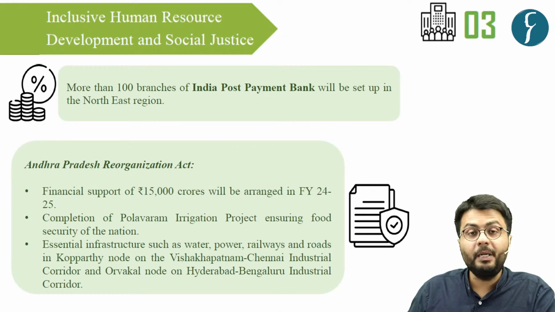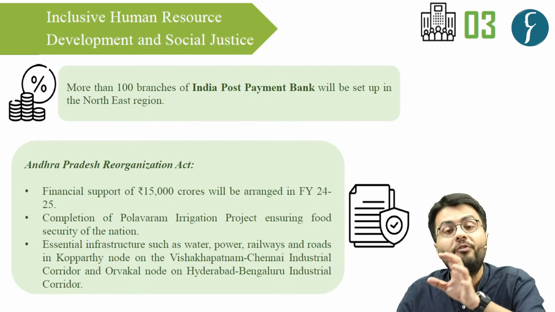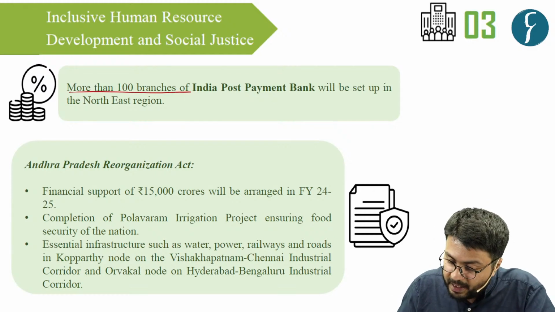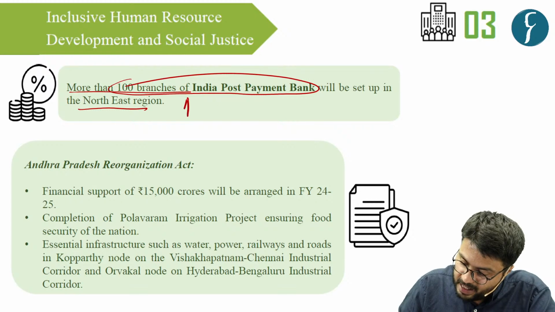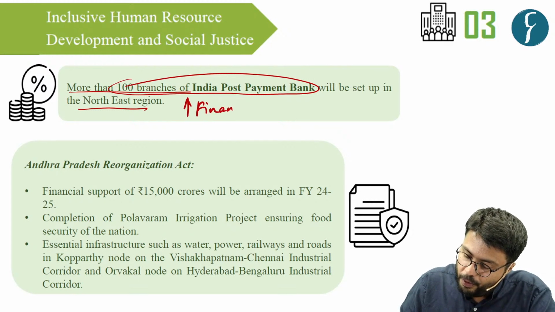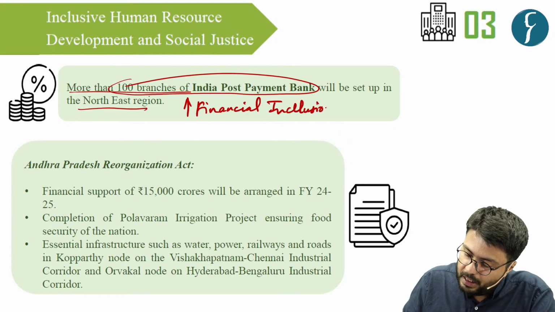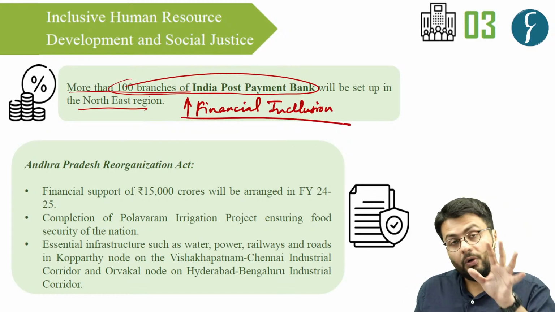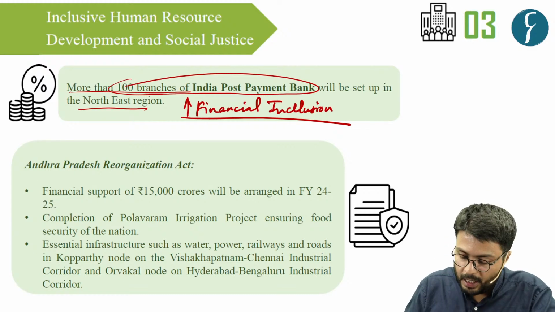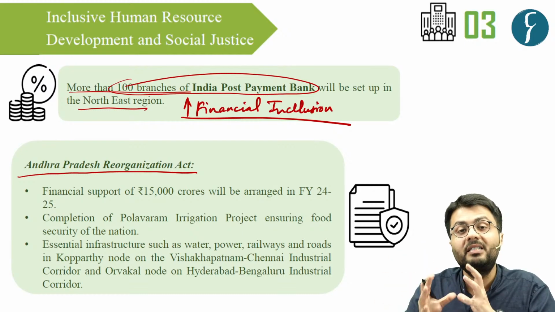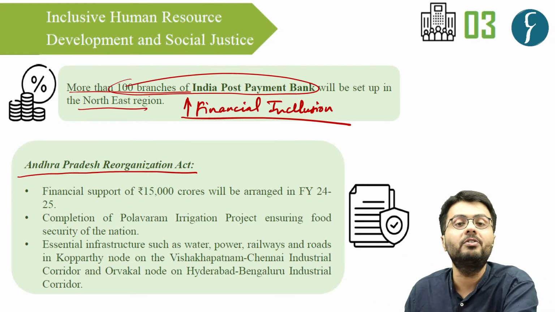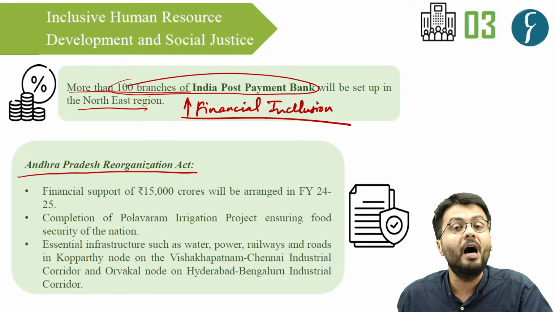Further, the government is also undertaking measures to promote financial inclusion, such as establishment of 100 branches of India Post Payment Bank in the Northeast region, which, as I've already highlighted, will promote financial inclusion in the region of Northeast India. Also, as far as Andhra Pradesh is concerned, the Andhra Pradesh Reorganization Act made sure that the central government extends some financial support to the new state of Andhra Pradesh.